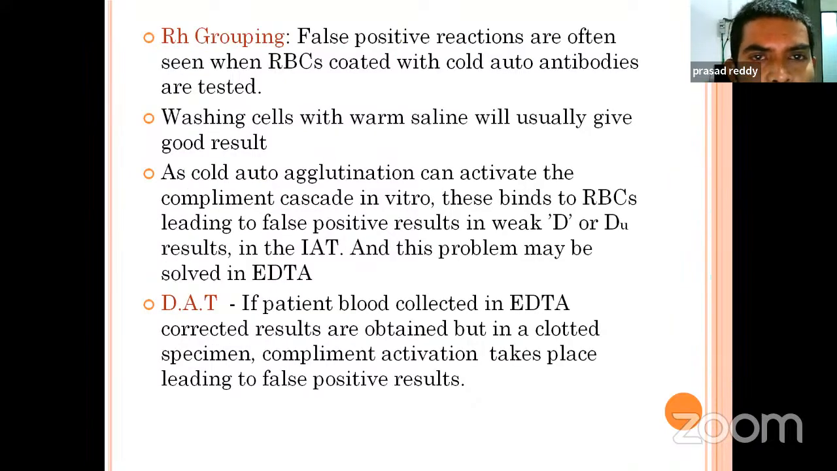If we go for RH grouping, false positive reactions are often seen when RBCs coated with cold autoantibodies are tested. Washing cells with warm saline will usually give good results, as cold autoagglutination can activate the complement cascade in vitro, meaning in the test tube. These bind to RBCs, leading to false positive results in the indirect antiglobulin test, and this problem may be solved by an EDTA test tube. In the direct antiglobulin test, if patient blood is collected in EDTA, correct results are obtained, but in a clotted specimen, complement activation takes place, leading to false positive results.